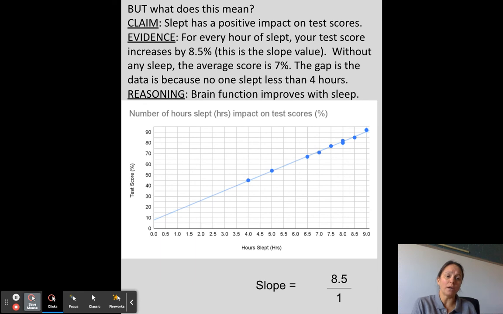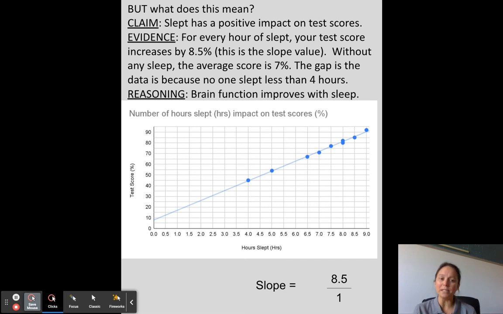Now, this next part is why. Why is this happening? Well, we know that our brain functions improve with sleep. And so that's what this data is telling us. So notice how we can use the data on the graph to make claims based on the evidence that's on the graph. And so that's what a scatter plot does.